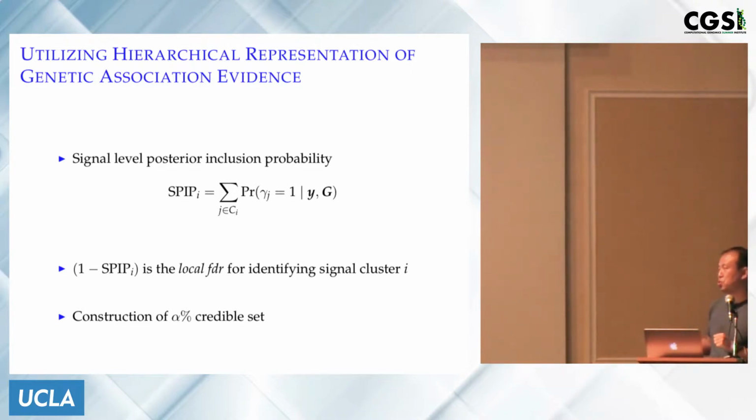And also, very naturally, you can construct an alpha % credible set. So you want to construct a 95% credible set for every signal, but you need to keep in mind, not every signal has a 95% posterior probability. Only the signals that are quantified as strong as 95% can have a 95% credible set. Otherwise, it's up to what this SPIP value is. Yeah? Hopefully that's a clear point.